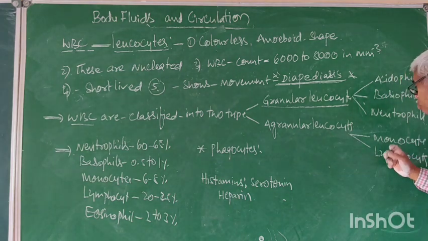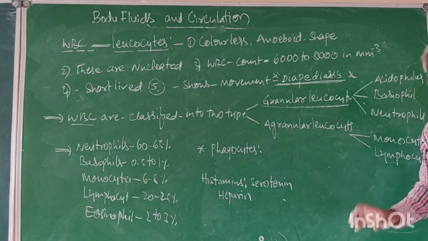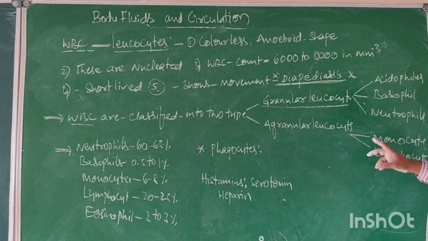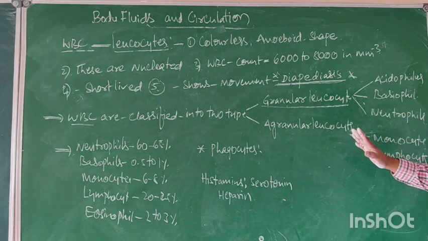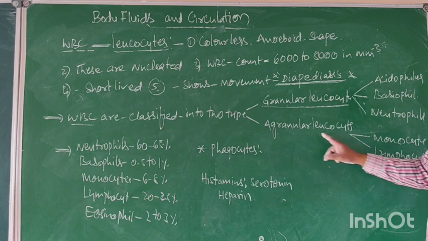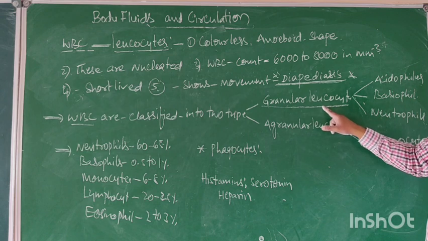This is again two types: monocytes, lymphocytes. Now total WBC types. In total, how many types are there in WBC? 5 types. 3 plus 2, 5. Right. The names to remember for all these 5: monocytes, lymphocytes, agranular. Eosinophil, basophil, neutrophil, granular.